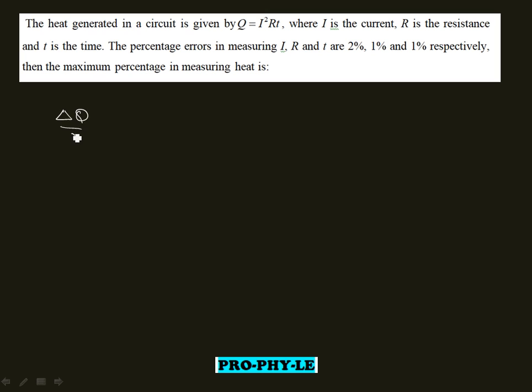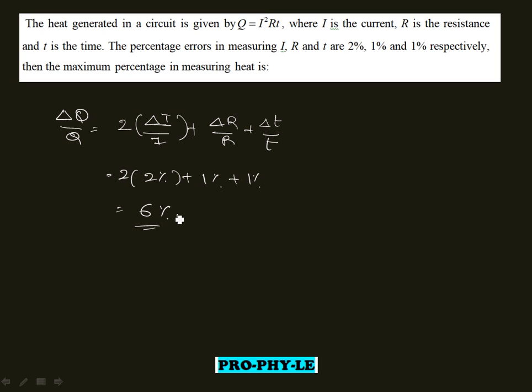So delta Q by Q will be equal to 2 into delta I by I plus delta R by R plus delta T by T. So 2 into 2% plus 1% plus 1%, this will be 6%. That is how you have to solve this question.